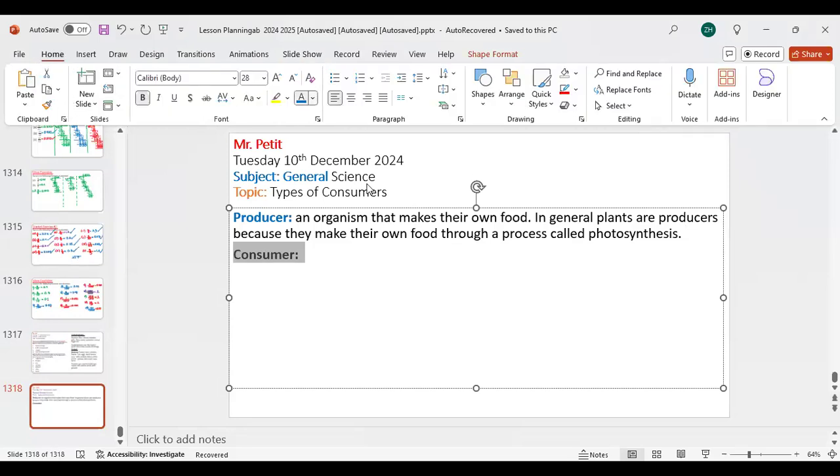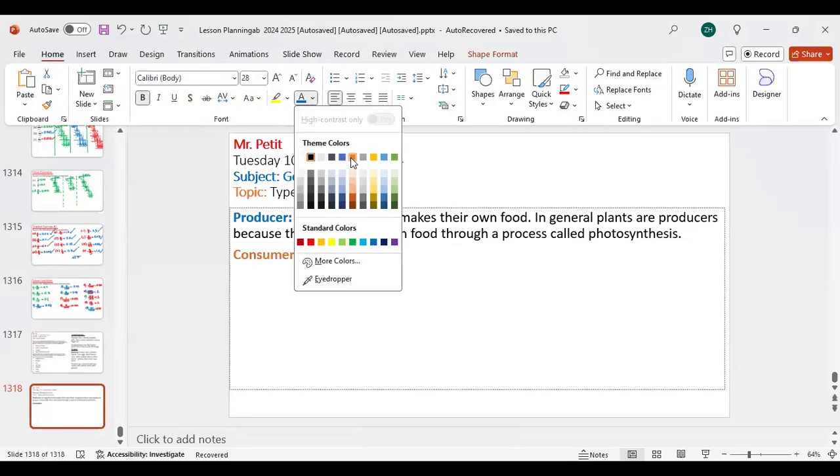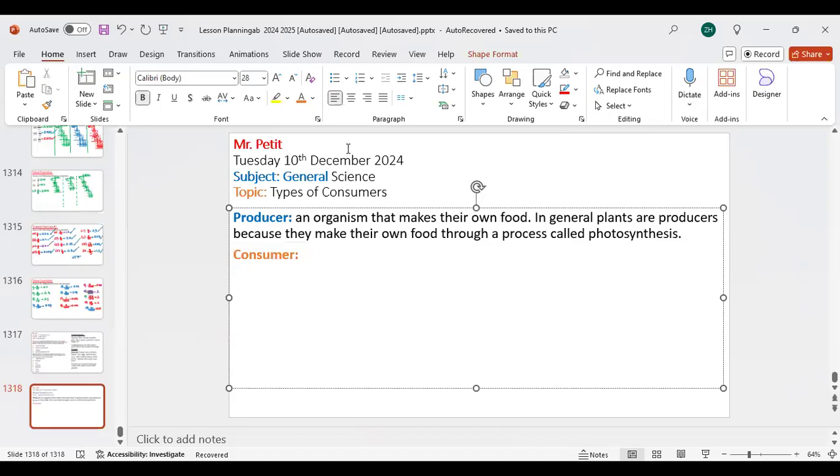Sir, what do we mean by a producer? Pardon? What do we mean by a producer? You don't really know? It's right there on the screen. Read the definition of producer. A producer is an organism that makes their own food. In general, plants are producers because they make their own food through a process called photosynthesis. Very good.